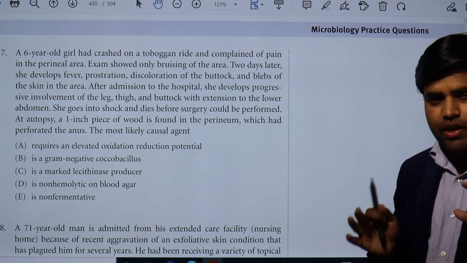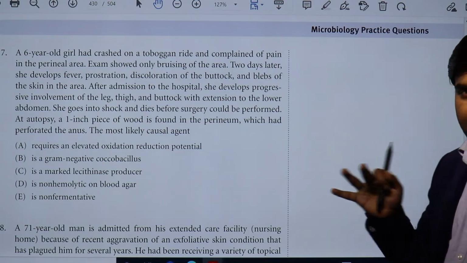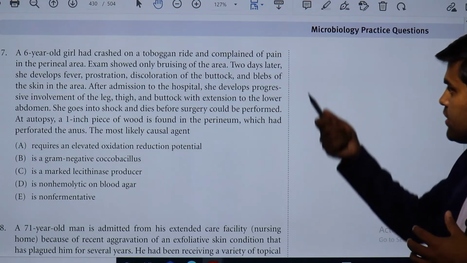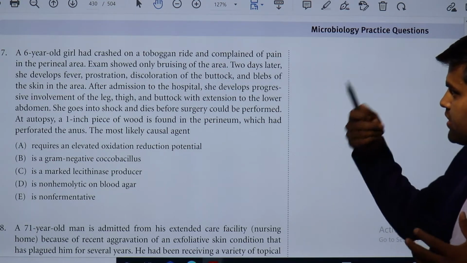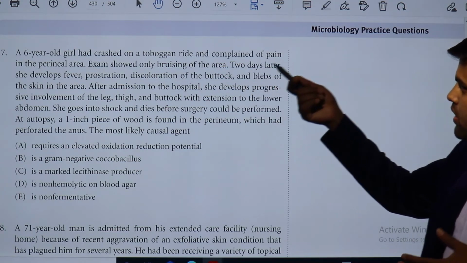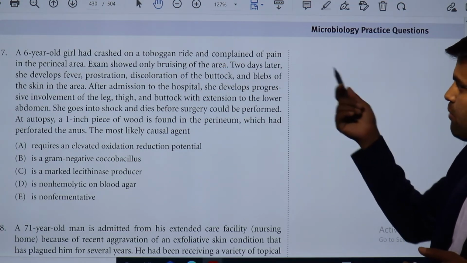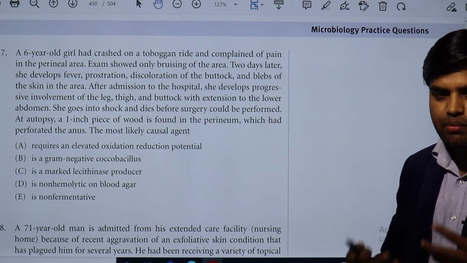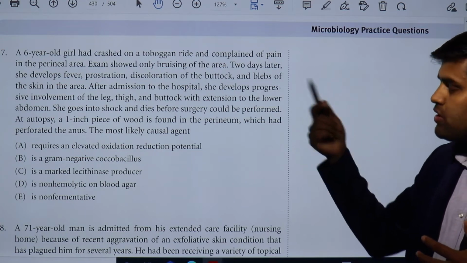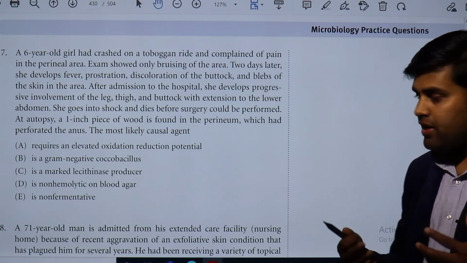So we are finding a young girl that had an accident. On the accident, she developed a crush injury, mainly in the perineal region. So there is a young girl who crashed on a taboo ride and complained of pain in the perineal area. So there is an injury in the perineal area. The examination shows only bruising of that area. So there was bruising in the perineal area only.